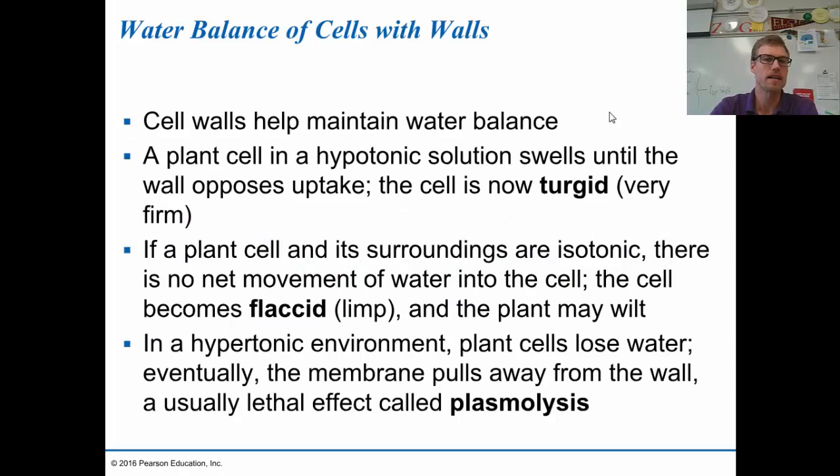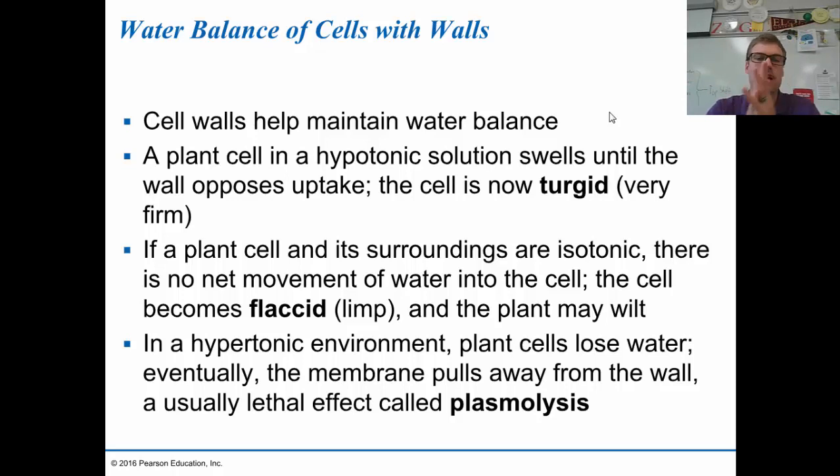Now, cell walls help maintain water balance. So plant cells, if placed in a hypotonic solution, will swell, but they will not burst because they have the cell wall that helps them to maintain their structure. If they are placed into surroundings that are isotonic, there's no net movement of water in or out, the cell will become limp and the plant may wilt. That's because there's no pressure from the water pushing out on the cell walls.